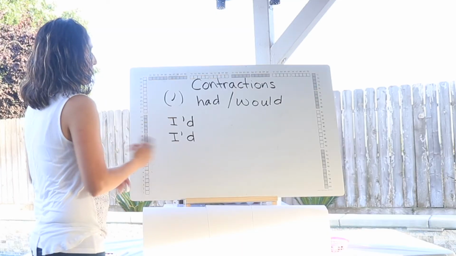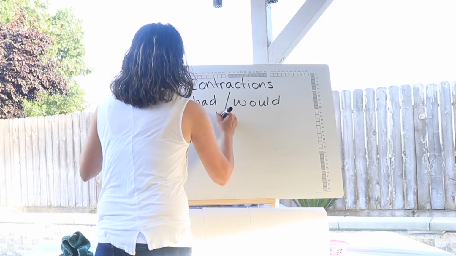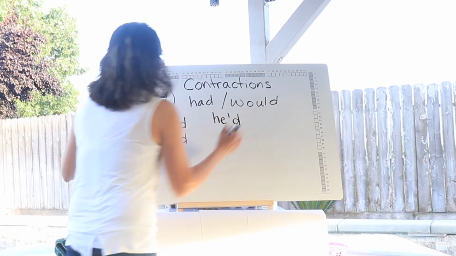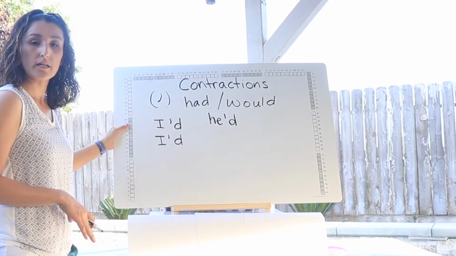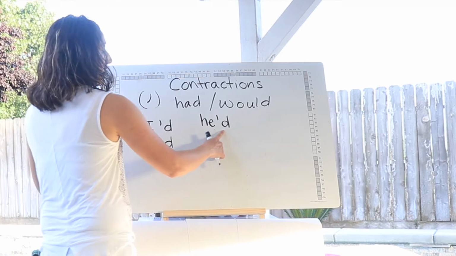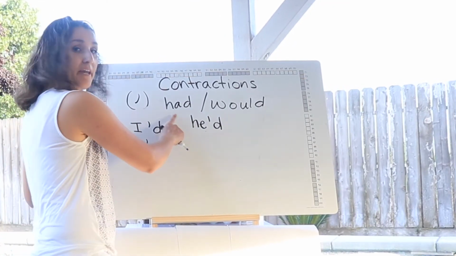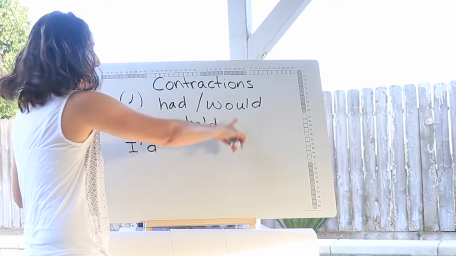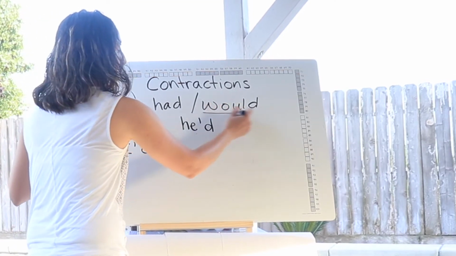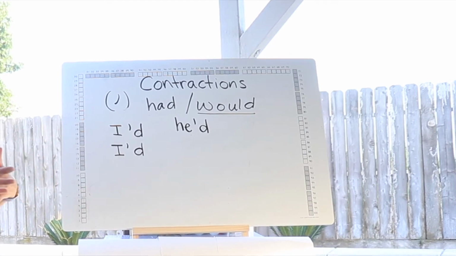You can also use he would like to go to the store with you. Okay? So he'd like to go to the store with you instead of he had like to go to the store with you. Again, knowing which one to use depends on what kind of sentence you are using.